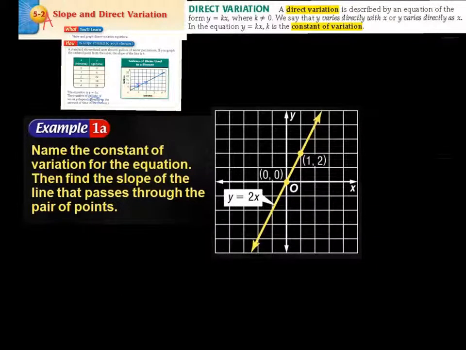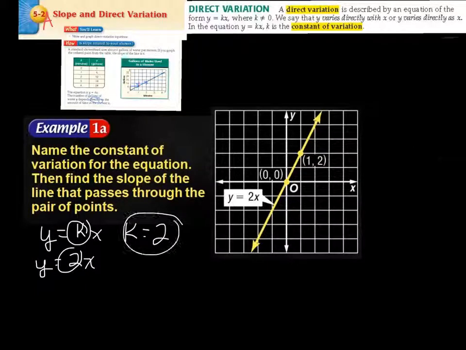For our first example, they ask us to name the constant of variation for the equation. So in the equation y equals kx, our equation is y equals 2x. k is the coefficient of x. So our coefficient of x is 2. So k equals 2.